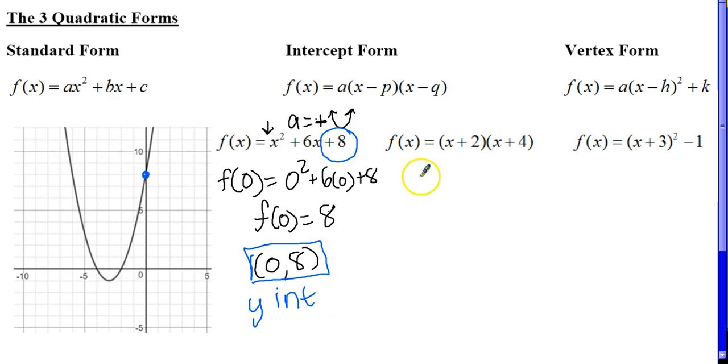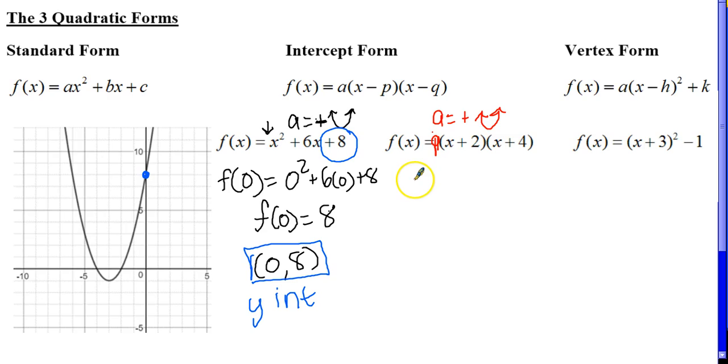Okay, the next one is factored form, or intercept form. It provides for me, first of all, my a is also 1. There's an a right there, and it's a 1. And since my a is positive, I know this parabola opens up. It reveals that same set of information as the first one.